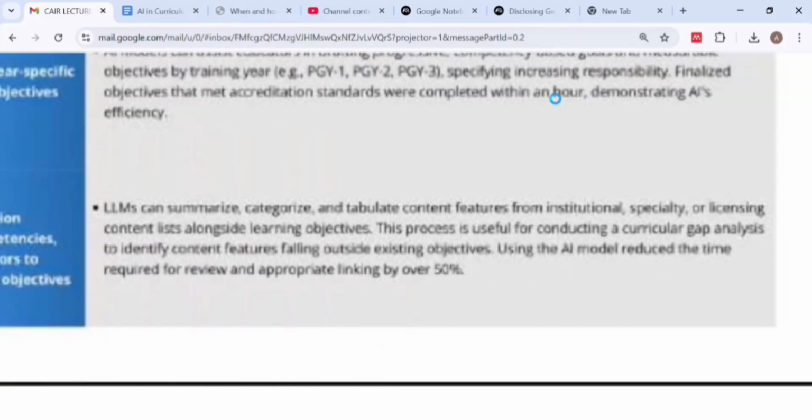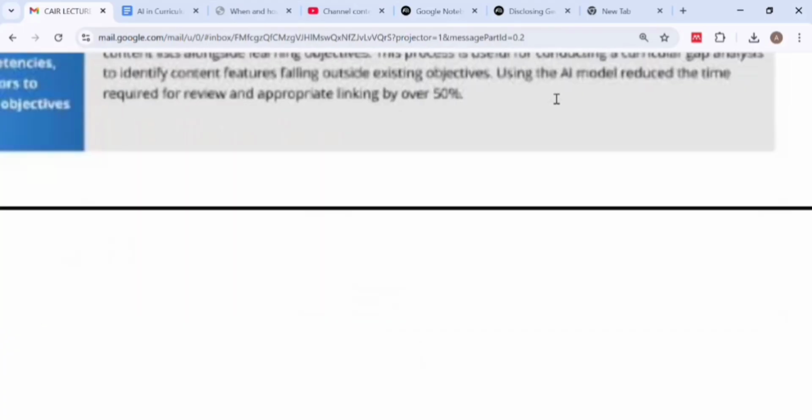LLMs can summarize, generate, and evaluate content features from institutional specialty or licensing content list alongside learning objectives. This process is useful for conducting a curricular gap analysis to identify content features falling outside existing objectives. Using the AI model reduced the time required for review and appropriate thinking by over 50%.